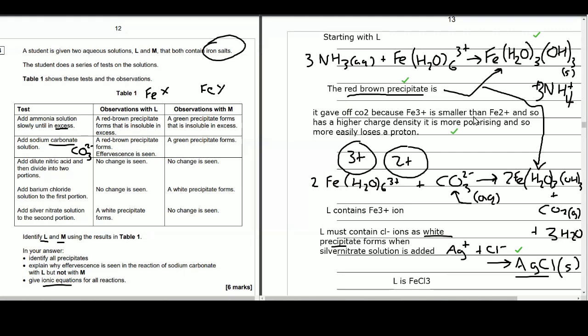So now what we're going to do is zoom over and look at the results for M. And they're ever so slightly different for M. The precipitates that are formed for M are slightly different. So let's zip over and check those out now.